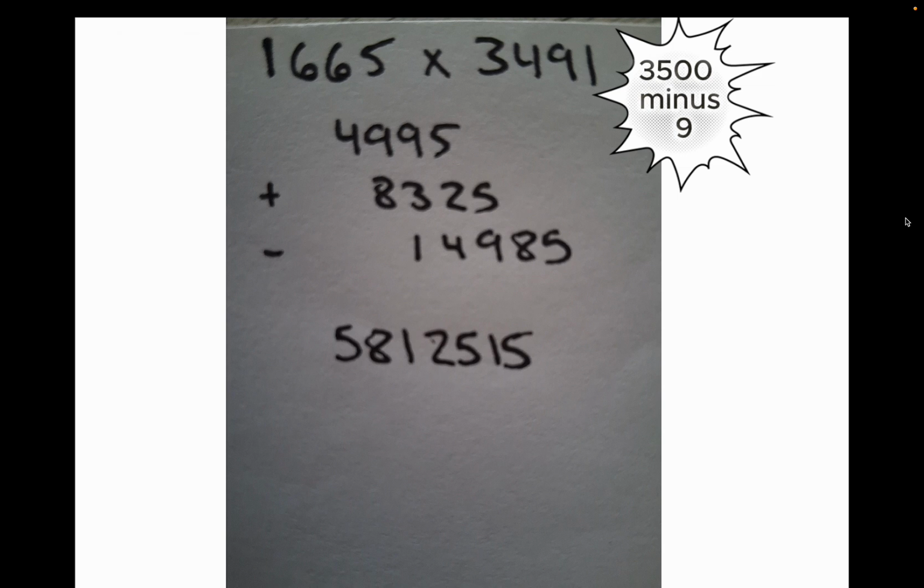5,812,515. So as you can see, when I'm doing this, I have to make sure that I'm confident in how I've changed the question, and I also have to be ready to do addition and subtraction instead of just addition. When I've added these first two numbers together, 49,950 and 8,325, now I need to be confident in adding the zero and subtracting the 14,985, which, depending on your experience, may be difficult.